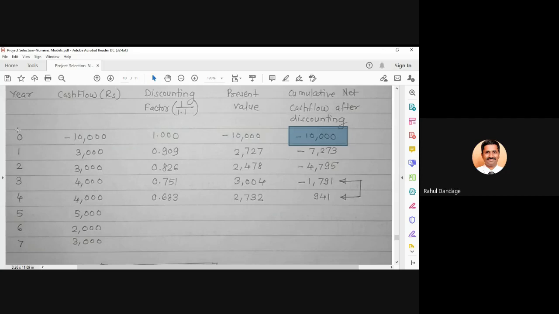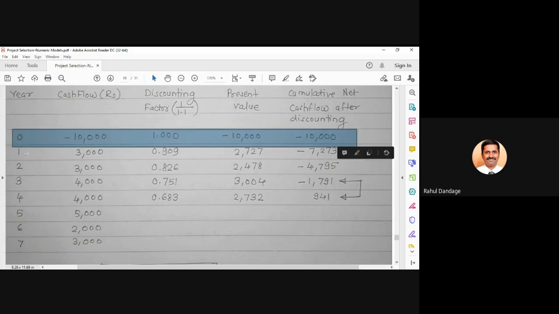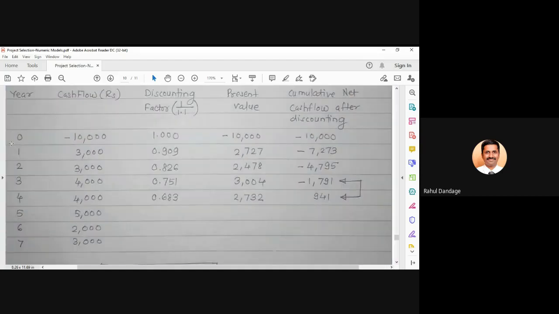So I hope you have understood row number 1. In row number 1, 0 and minus 10,000 were as given in the problem. Discounting factor is 1 because it is 1 divided by 1.1 bracket raised to 0. So that is equal to 1. Now the cash flow multiplied by discounting factor will be the present value. So minus 10,000 into 1 becomes minus 10,000. And since this is the first present value, cumulative net cash flow will be equal to the same value, that is minus 10,000. Now let us go to the second row.